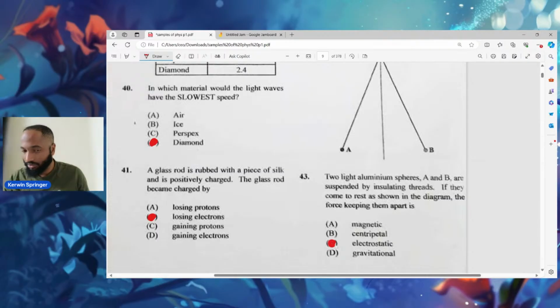What is centripetal force? Centripetal force is like if I was here and I hold on to this and spin something around, like when you see people spinning a hammer. I think the force pulling it towards the center is the centripetal force.